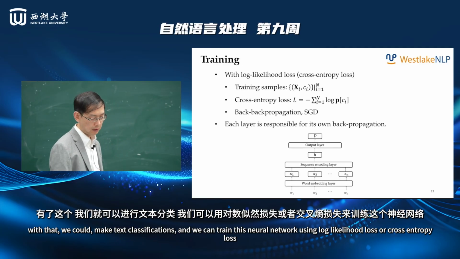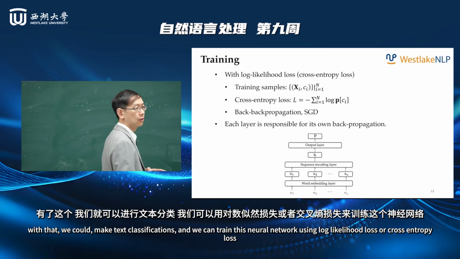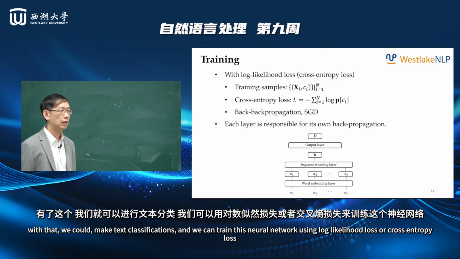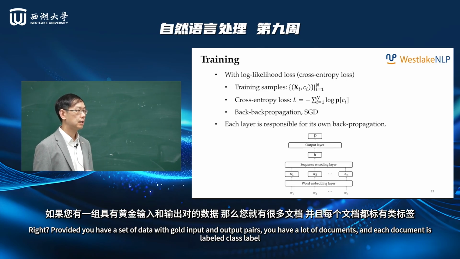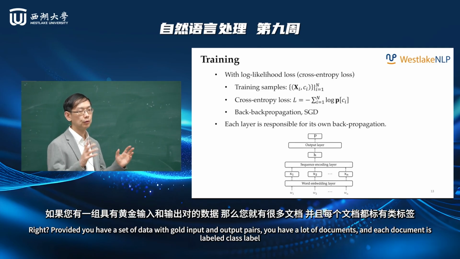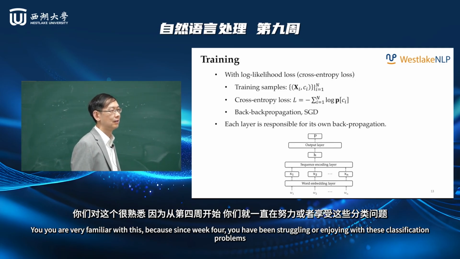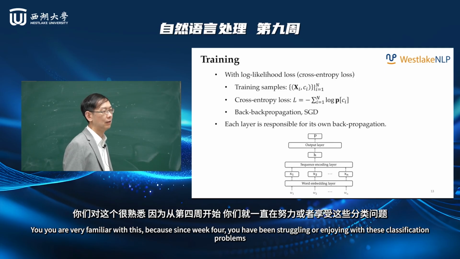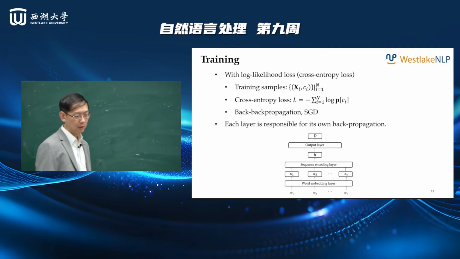With that, we could make text classifications, and we can train this neural network using log likelihood loss or cross entropy loss, right? Provided you have a set of data with gold input and output pairs. You have a lot of documents, and each document is labeled with a class label. You are very familiar with this because since week 4, you have been struggling or enjoying these classification problems, okay? You know how to train that, right?